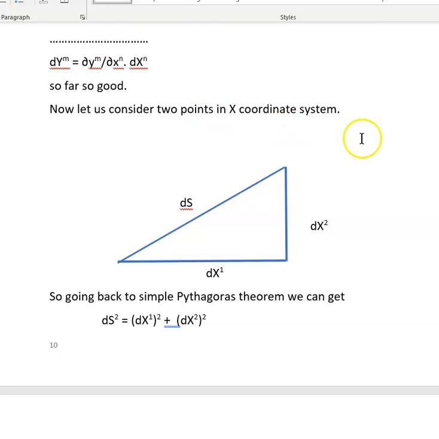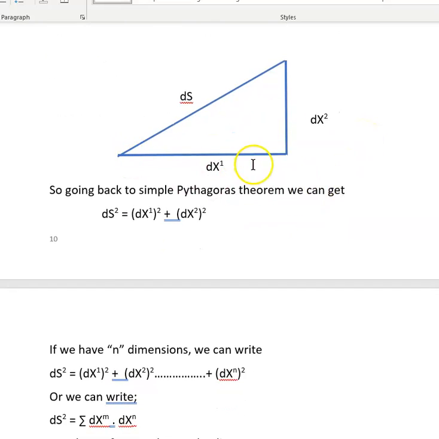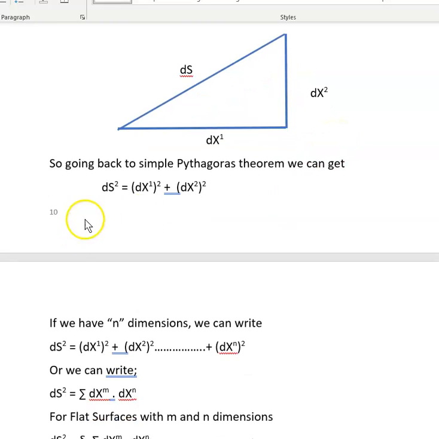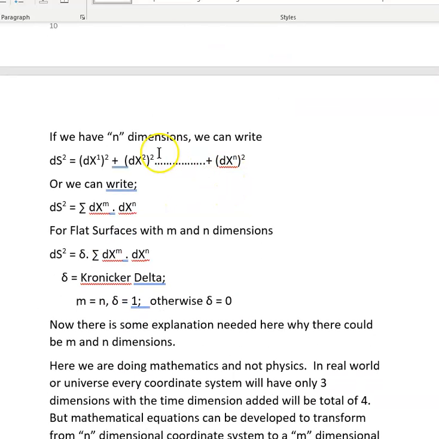So now let us consider 2 points in the x coordinate system, dx1 and dx2. So we can say ds squared is equal to dx1 squared plus dx2 squared. If you have n dimensions, we can write ds squared is equal to dx1 squared all the way to dxn squared. Or we can write ds squared is equal to sigma of dxm and dxn. And then for flat surfaces with m and n dimensions, you would call something called delta, which is a Kronecker delta, where the property is when m equals n, delta equals 1, otherwise delta equals 0.